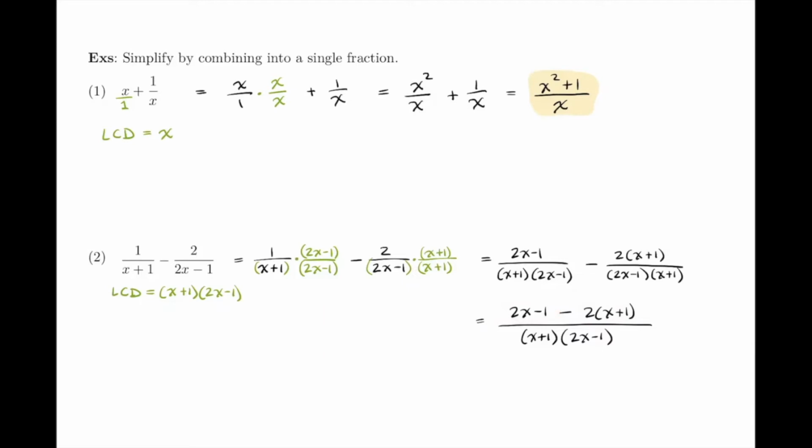So if we distribute the negative and the 2 into the set of parentheses here, what we will get is minus 2x and then minus 2. We didn't do anything with the denominator, so we're just going to leave that exactly the same. Now what we have here is 2x minus 2x. We're adding 2x and then we're subtracting 2x.